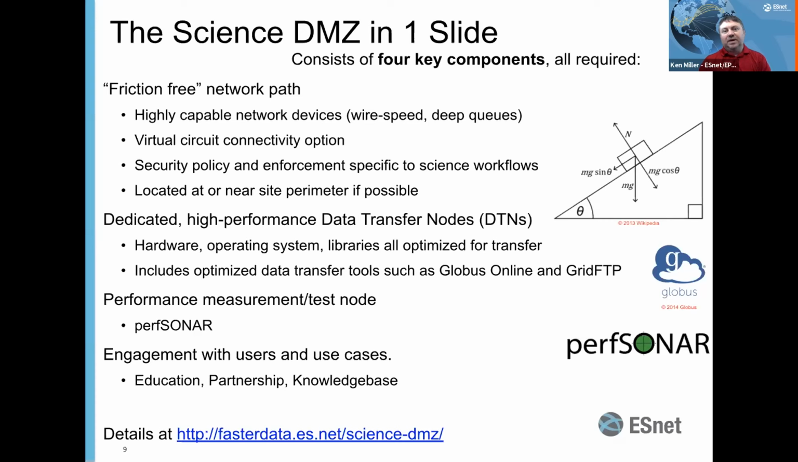Then the other piece of a Science DMZ architecture is the engagement of the users. So understanding where these researchers are and what kind of equipment they have, what kind of transfers they have, how large they are, how often they happen. All these things can come into a planning exercise and understanding where you can build out your infrastructure to be able to support this type of work. So those are the 4 pieces of the Science DMZ.